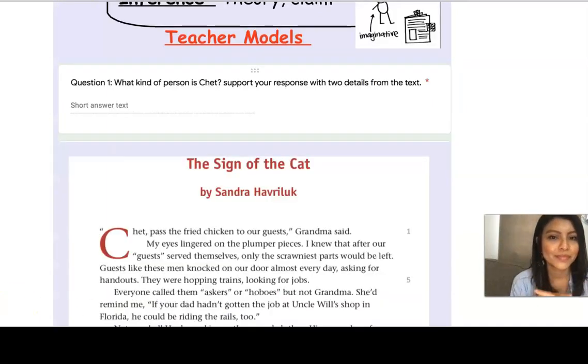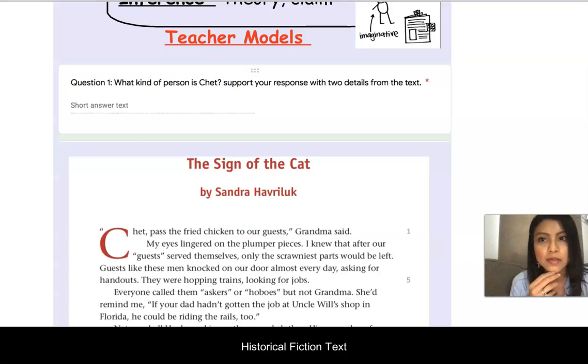Let's get started. On the assessment, you guys read The Sign of the Cat, which is a historical fiction text based around the same time period as But Not Buddy, the Great Depression. And the question you guys were asked was, what kind of person is Chet? Support your response with 2 details from the text.